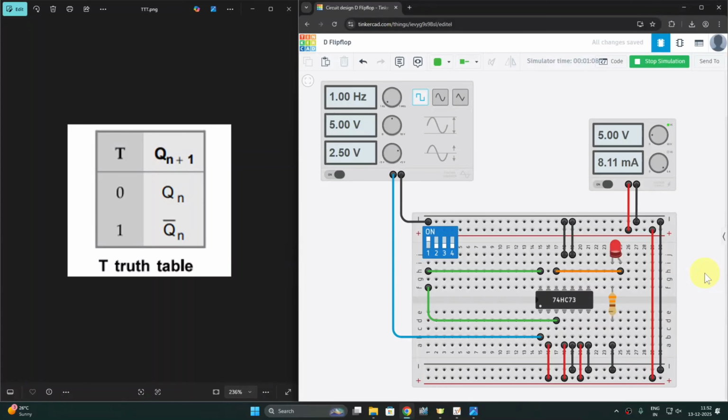So friends, I hope you have thoroughly understood this experiment. Now, if you make the same connections on a breadboard, you can verify the truth table of the D flip-flop as well as the T flip-flop.